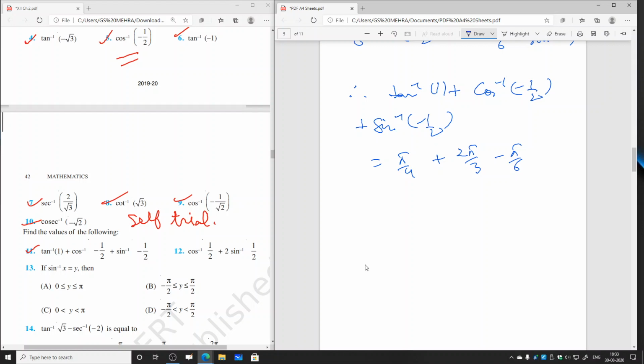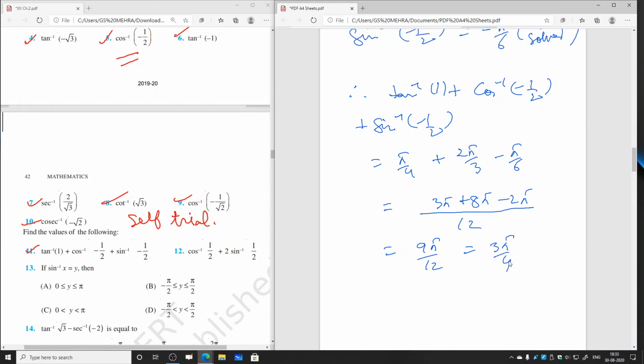The LCM of the denominators will be 12. So this becomes 3 pi, plus 4 into 2, that is 8 pi, and minus 2 pi. So this becomes 3 plus 8 minus 2, that is 9 pi by 12, and on simplification this becomes 3 pi by 4. So this will be the answer of question number 11.